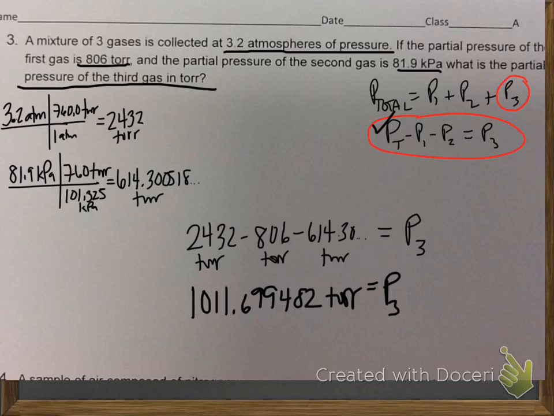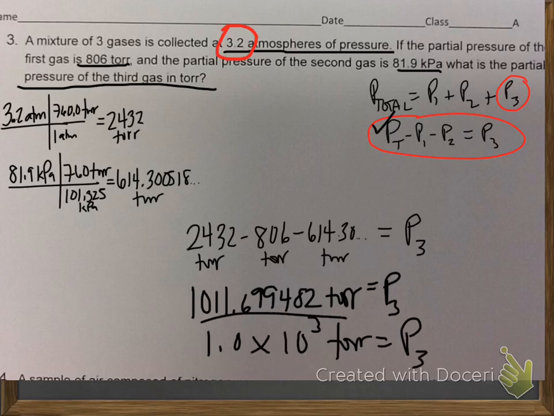Two. Why? 3.2. That 3.2 ATMs is going to limit us to two sig figs. How do you express 1,011, etc. in two sig figs? There's only one way to do it. Well, would that be rounding correctly? No. Okay? The only way to do it is scientific notation. That's the only way to do it. So it becomes 1.0 times 10 to the third torr is the partial pressure of that final gas. Okay.